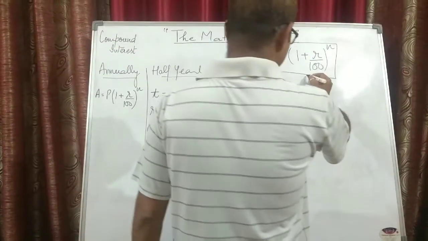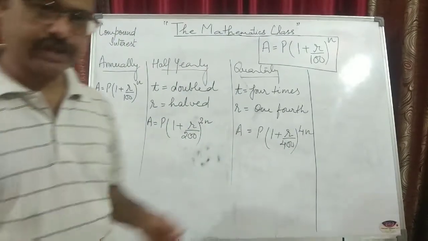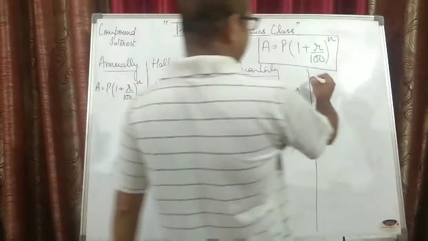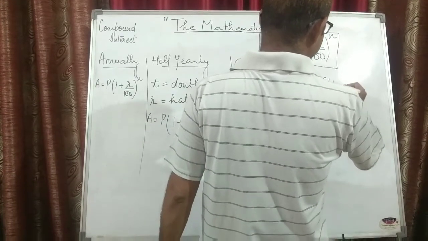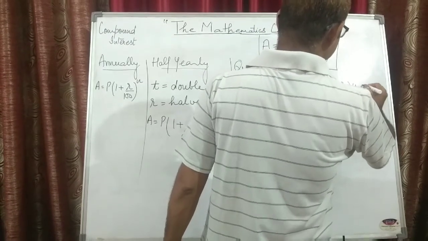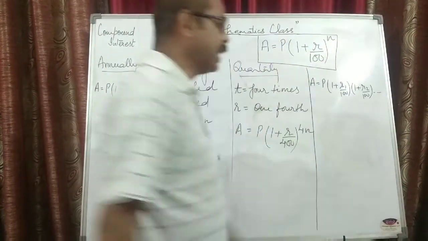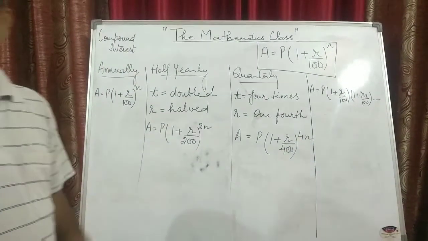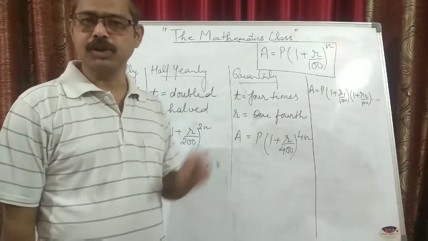One more thing: for different years, suppose for the first year the rate of interest is different, for the second year the rate of interest is different, for the third year the rate of interest is different, then we will apply A is equal to P (1 plus R1 upon 100) into (1 plus R2 upon 100) into (1 plus R3 upon 100) and so on. So these three things you need to remember, and now we will move on to the questions of exercise 3.2 in the multiples of 3.